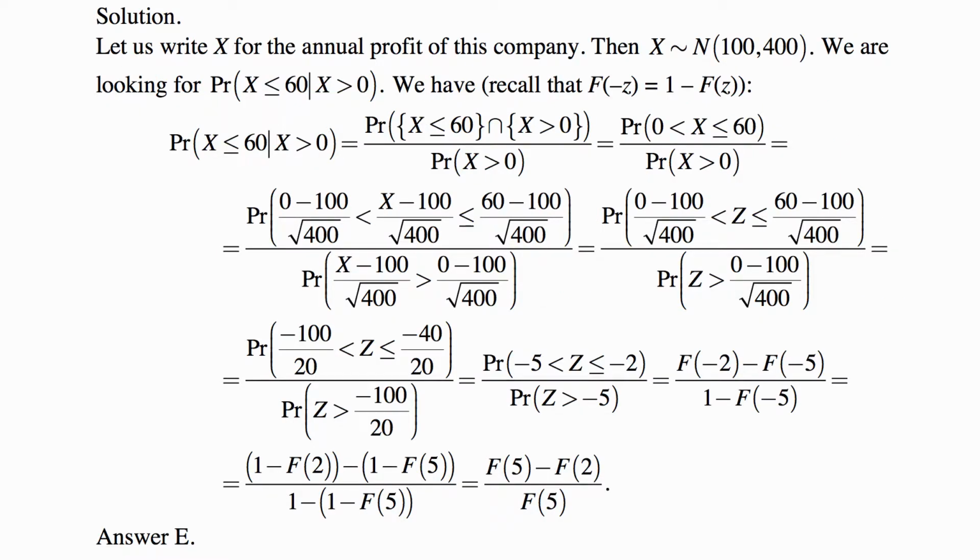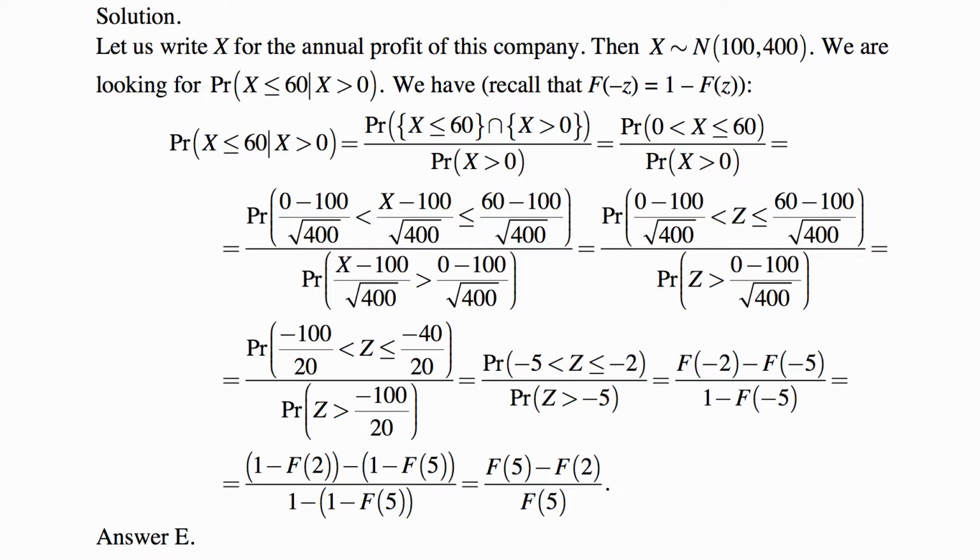So here's the solution. Let's just write X for the annual profit of this company. X is normal with mean 100, variance 400. And we are looking for the probability that X is less than or equal to 60, given that X is greater than 0. One important thing that you should remember is that for the cumulative distribution function of the standard normal distribution, if you write F for that CDF, F of minus Z is 1 minus F of Z. That's something that should be automatic to you. In your mind, you always know that when you're working with the CDF of the standard normal.